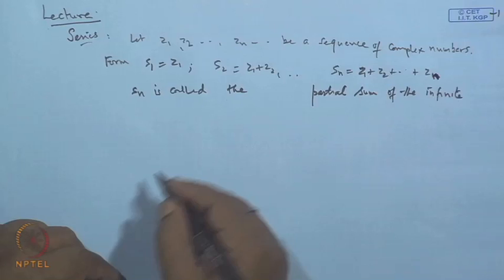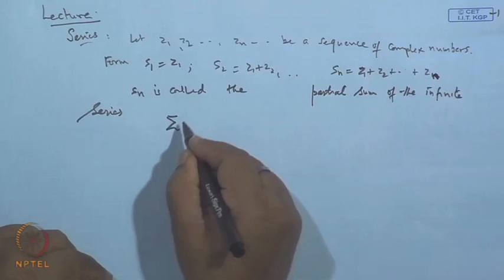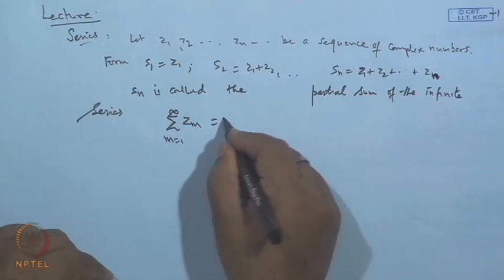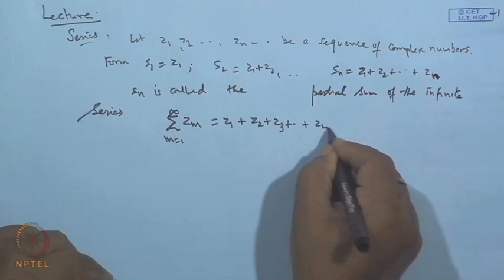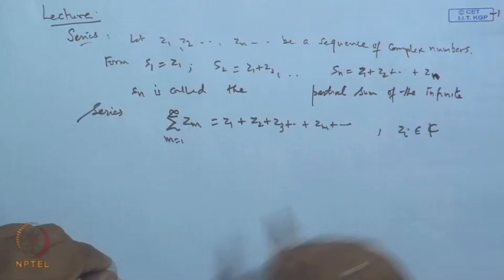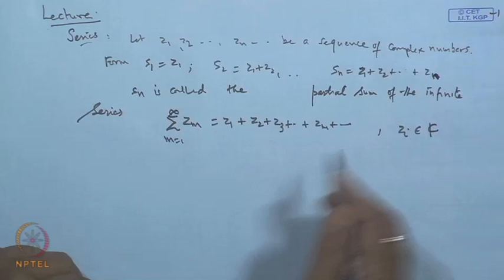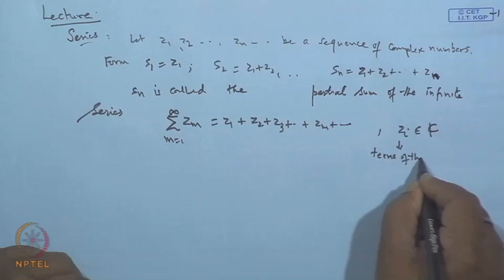sigma Zm, m is 1 to infinity, that is a series having the terms Z1 plus Z2 plus Z3 plus Zm and so on, where all these Zi's are complex numbers. Okay. Then Z1, Z2, Zi, these are called the terms of the series. Say, this is series 1.